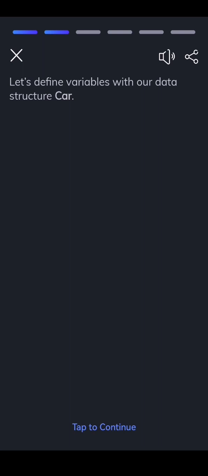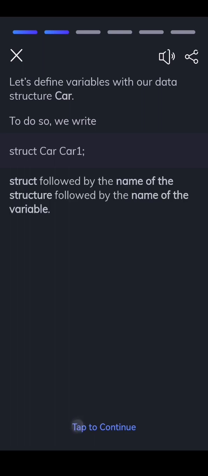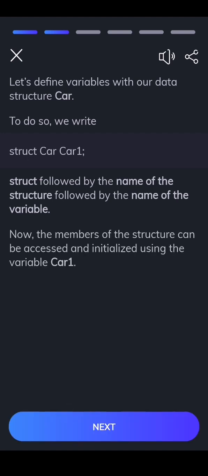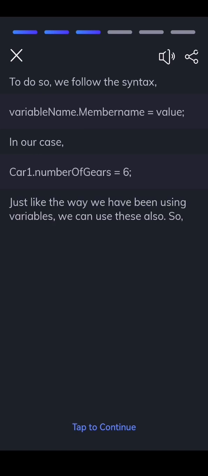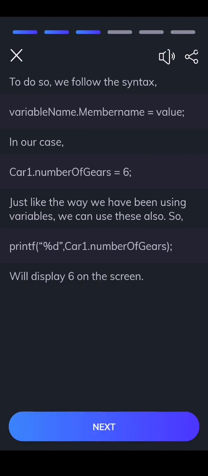Let's define variables with our data structure car. To do so, we write struct followed by the name of the structure followed by the name of the variable. Now, the members of the structure can be accessed and initialized using the variable car1. To do so, we follow the syntax. In our case, just like the way we have been using variables, we can use these also. So, we'll display 6 on the screen.